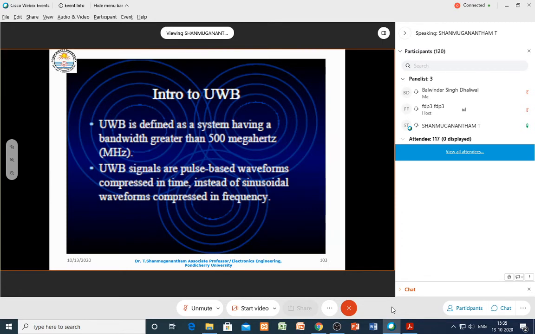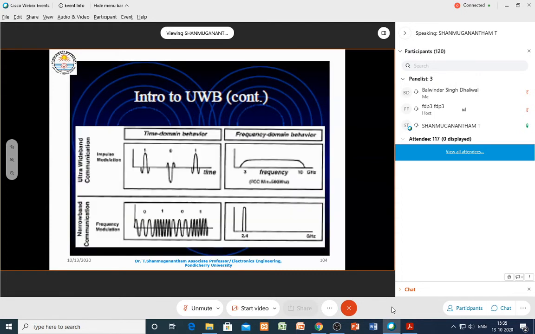Also, UWB is defined as a system requiring a very high bandwidth, greater than 500 MHz. UWB signals are pulse-based waveforms compressed in time instead of sinusoidal waveforms compressed in frequency. And this is the example of the UWB time domain behavior as well as frequency domain behavior, particularly for this case 3.1 to 10.6 GHz as per the FCC, Federal Communications Commission. And this is ultra wideband, versus narrowband communication, which is frequency-based analysis.